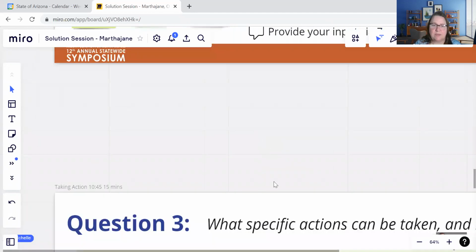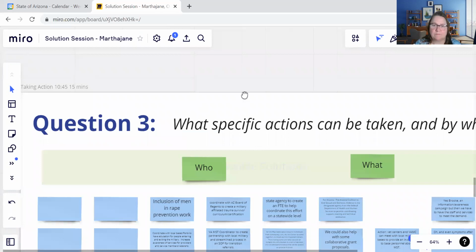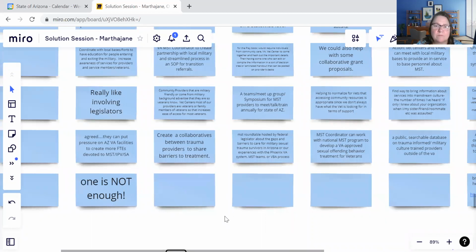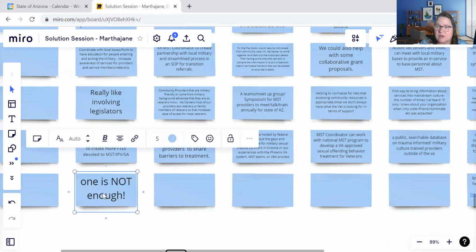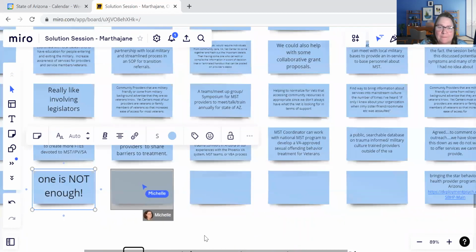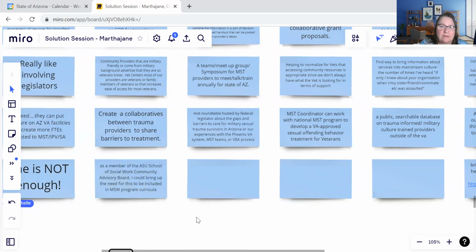Head back down here and see how we're doing. Are we talking about one legislator? I think we probably are. If not, let's make sure we clarify that. Create collaboratives between trauma providers to share barriers to treatment.